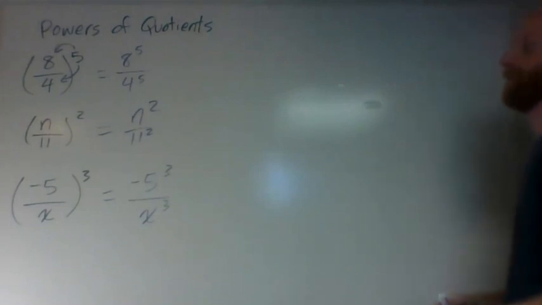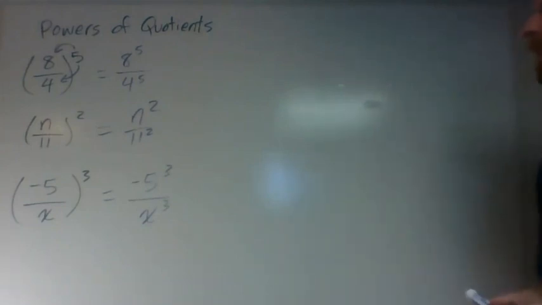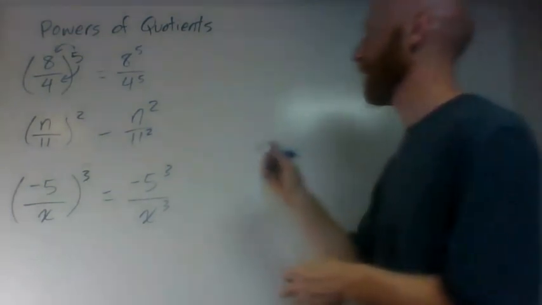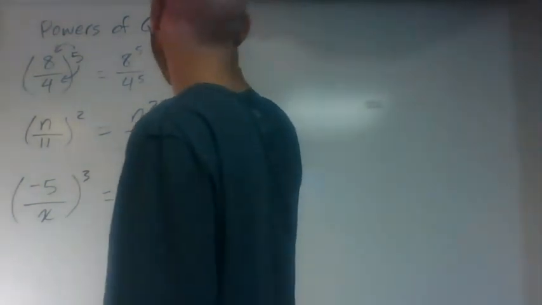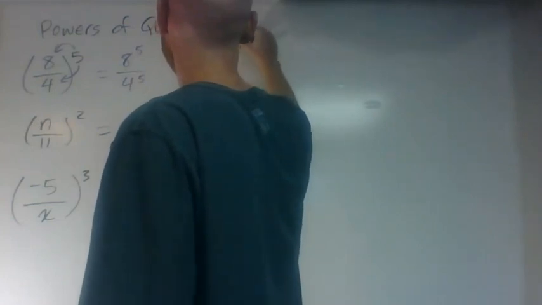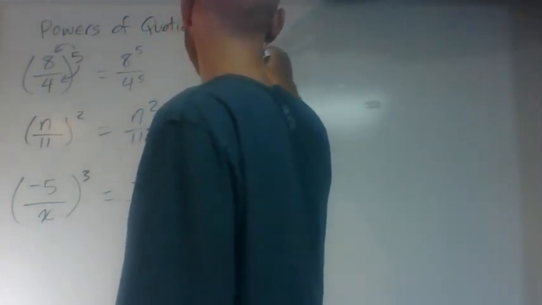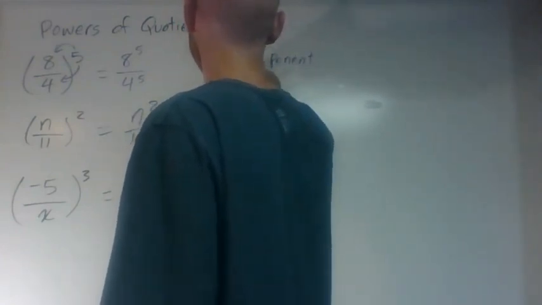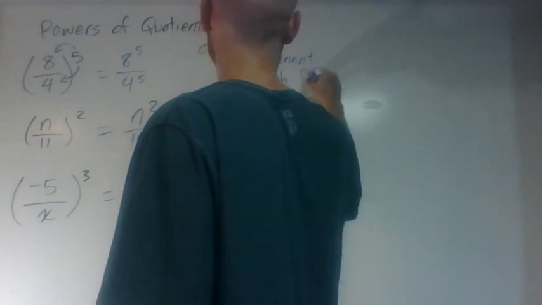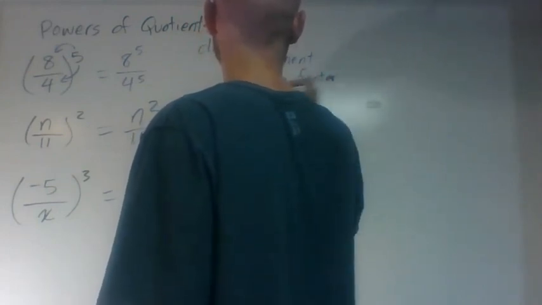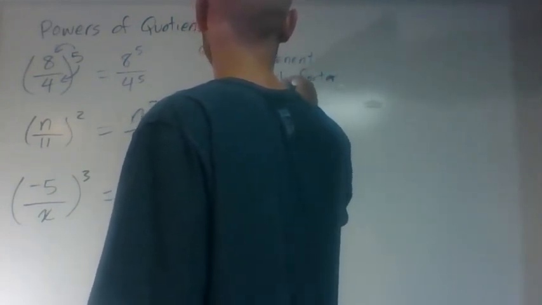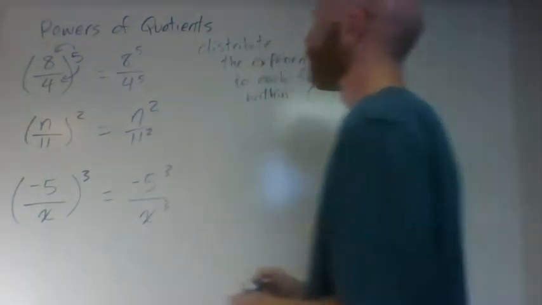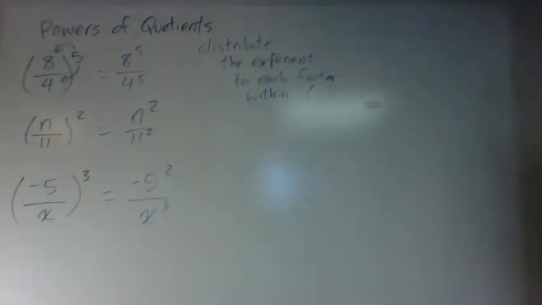Why does it work? I never wrote this out, did I? Distribute the exponent to each factor within parentheses. All right, why does it work?